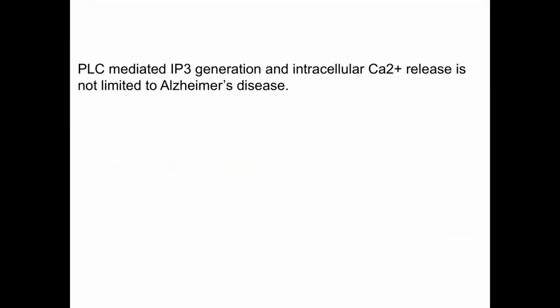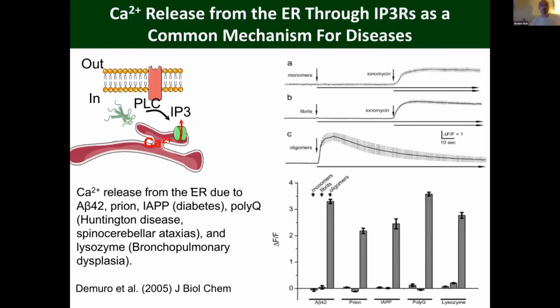Just to quickly mention, this PLC-mediated IP3 generation and intracellular calcium release is not limited to Alzheimer's disease. Angelo did these experiments a while ago. He applied amyloid beta, and you see a big jump in the intracellular calcium. He applied prion, and you guys have probably heard about prion diseases. You see a significant calcium rise in the cytoplasm.